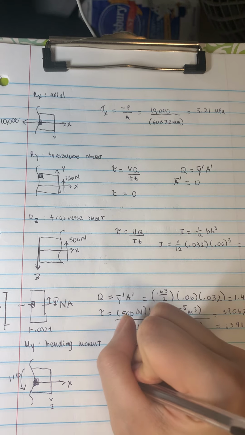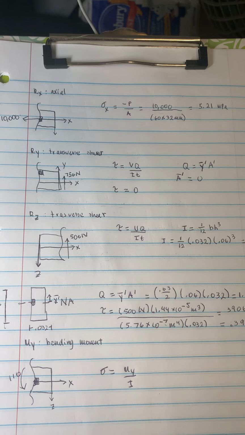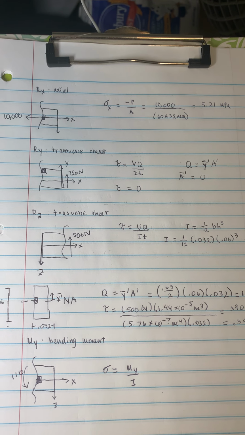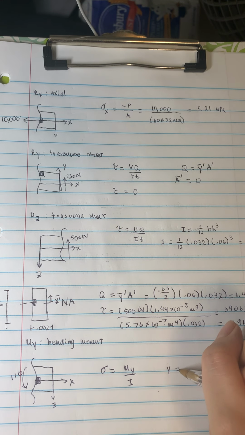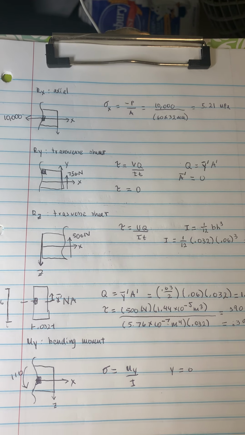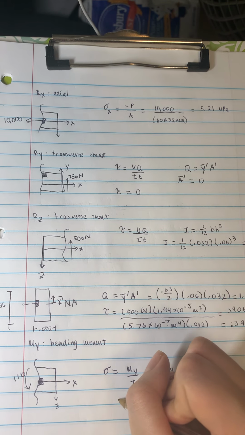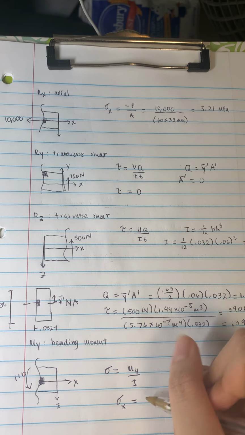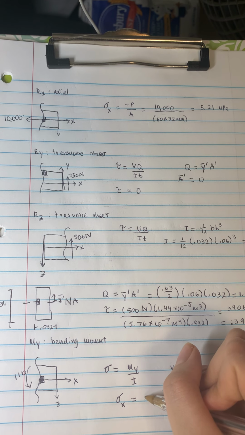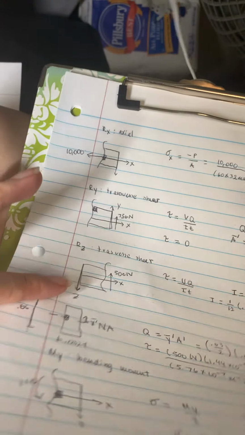So the formula here is My over I. So we know y is equal to 0 because point A is on the neutral axis. So that's why it's equal to 0. Therefore, stress in x for the bending moment of y is equal to 0. There's nothing to draw for the bending diagram, so I won't go to that page.